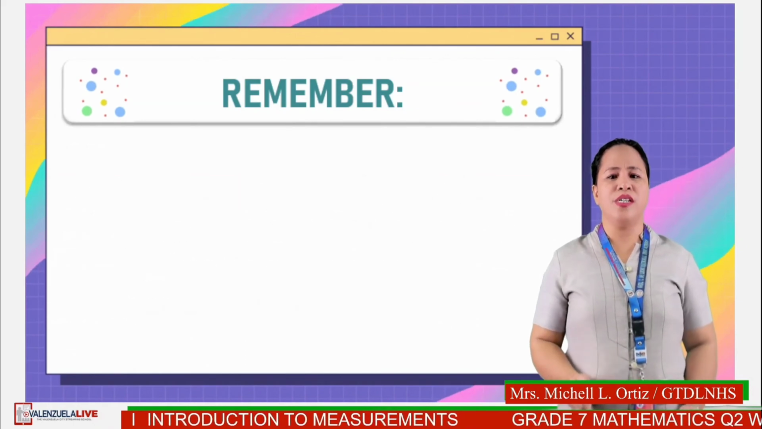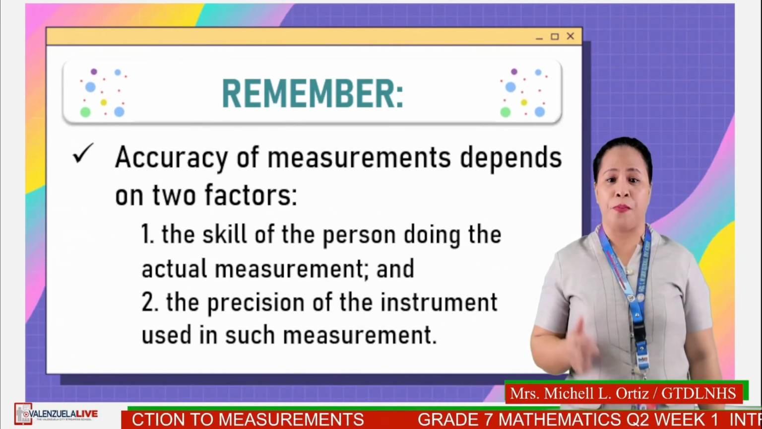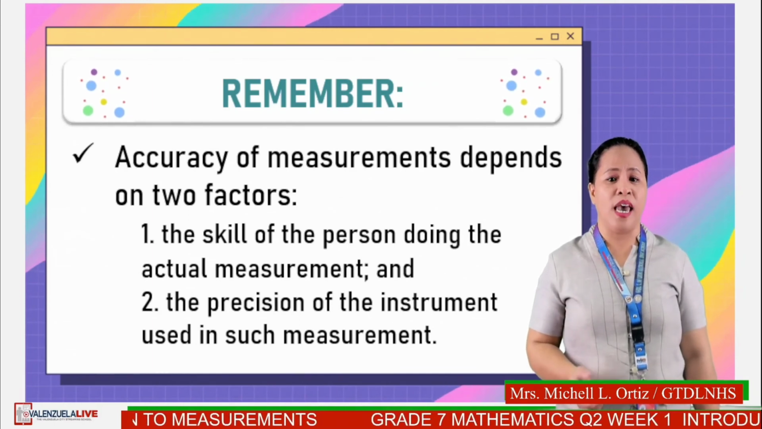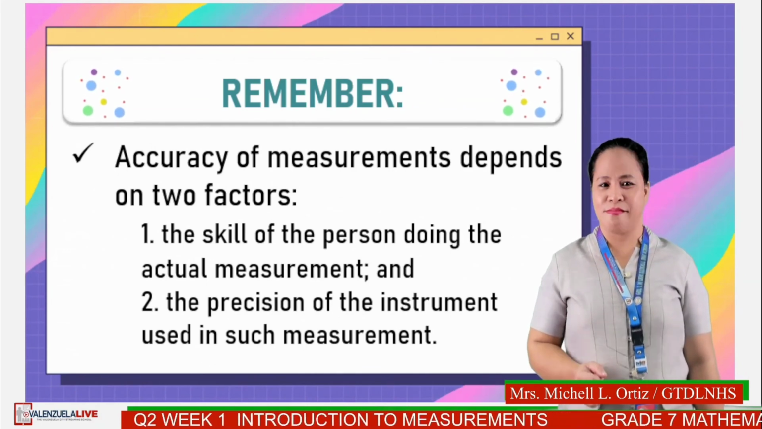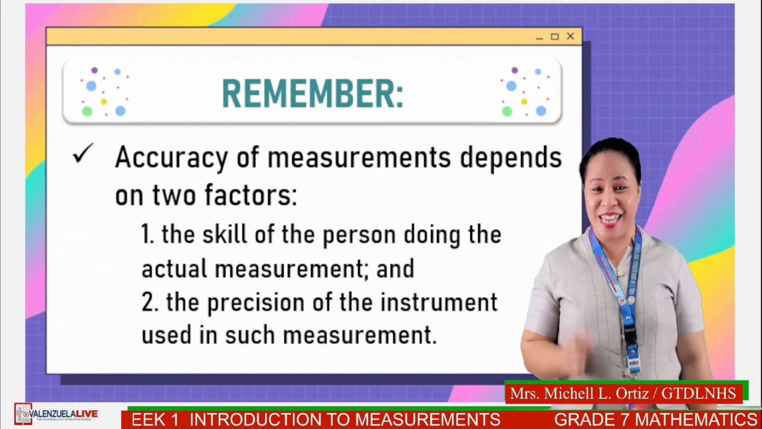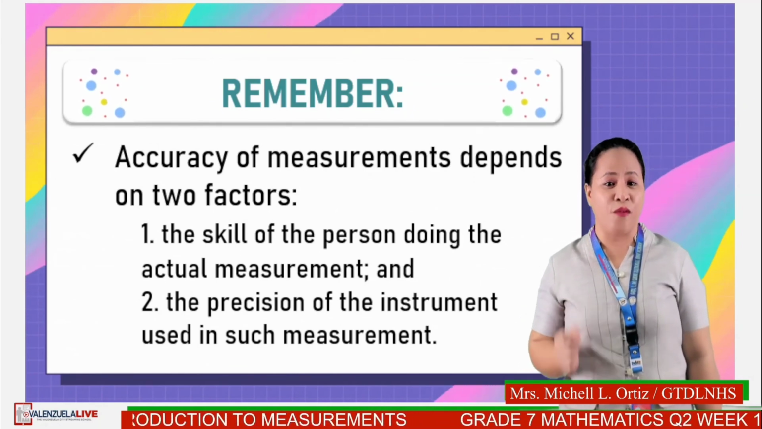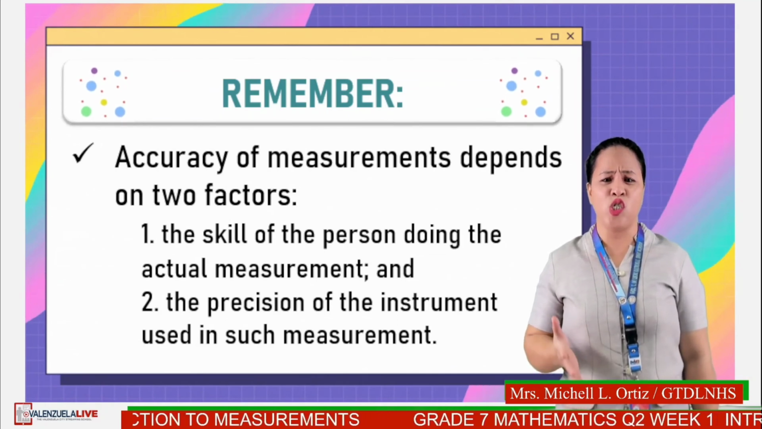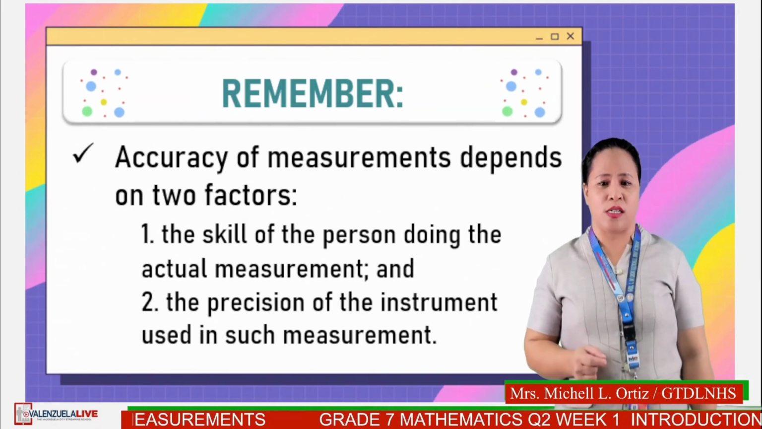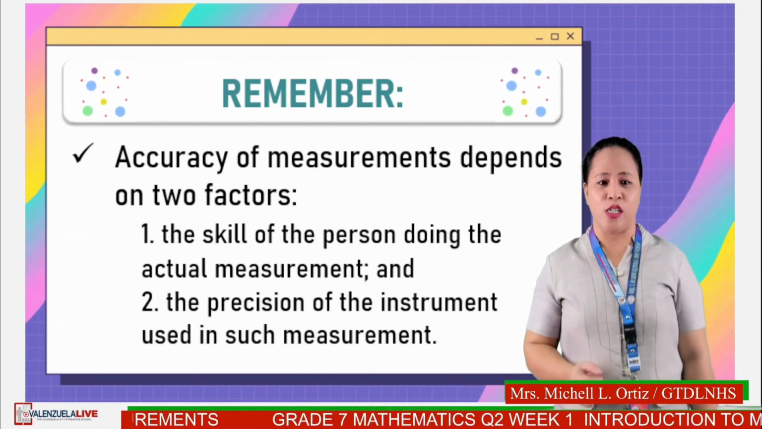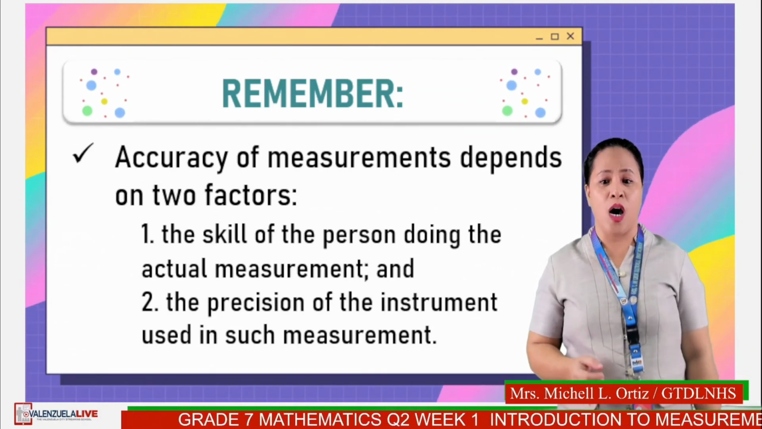Accuracy of measurements depends on two factors: the skill of the person doing the actual measurement and the precision of the instruments used in such measurement. You may have the skills on how to use the instrument, but if the instrument has a defect or damage, the exact measure may not be obtained. Or the instrument may be in good condition, but if the person using it does not know how to use it, the exact measure of the object may not be obtained.